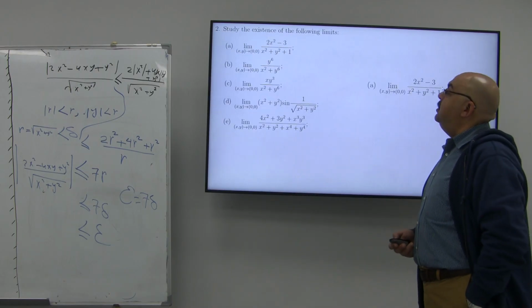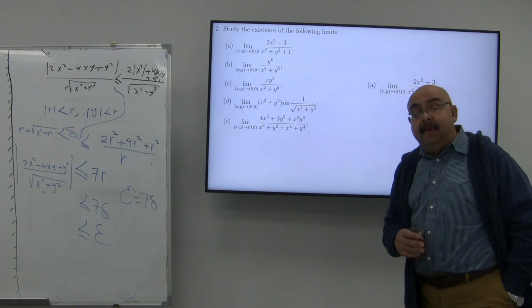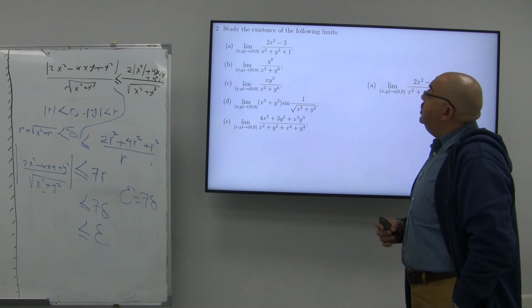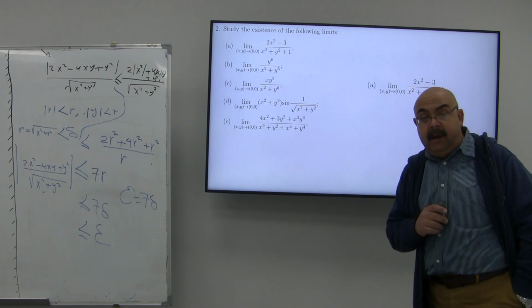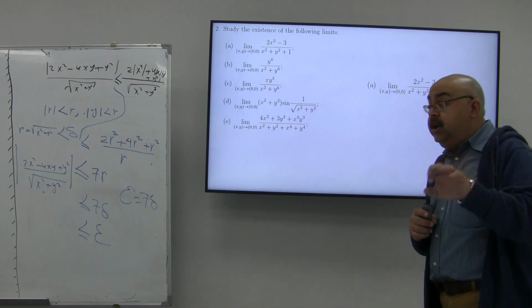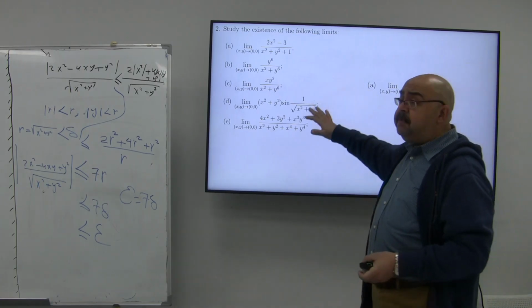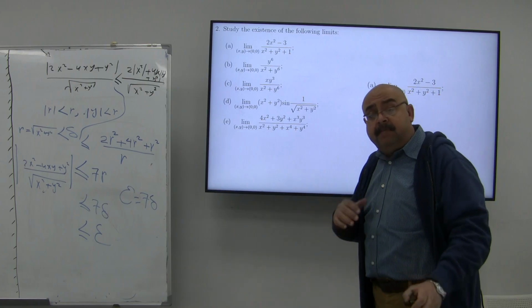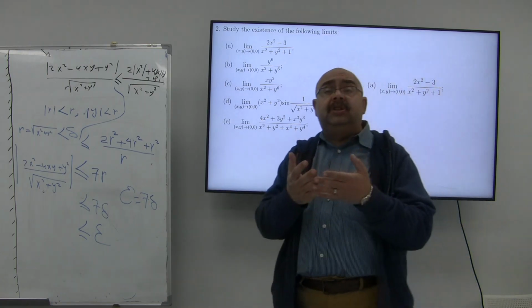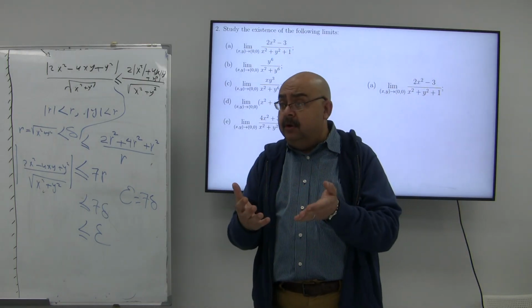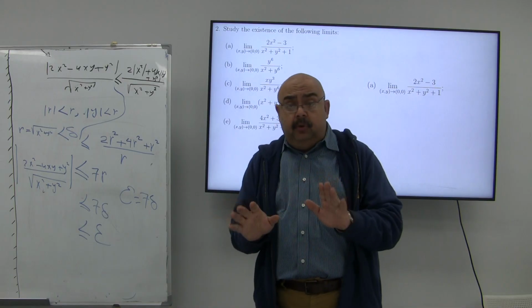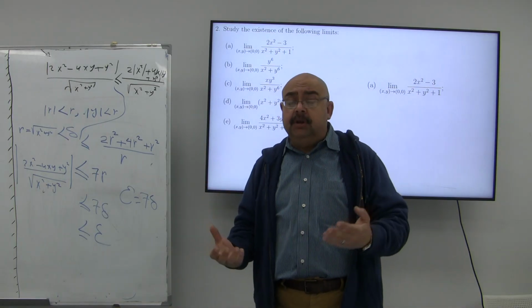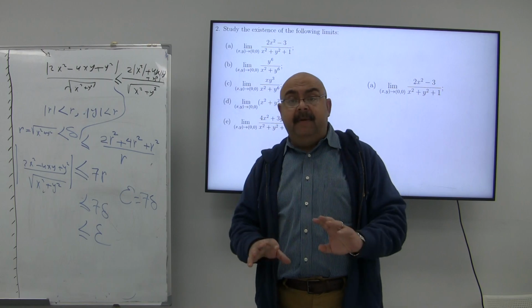In a similar manner, guys, for problem number 2, he's asking you to study the existence of the following limits. So here is the difference between this problem and problem number 1. In problem number 1, the limit was known and given to you, equal to 0, and all you have to do is just check the definition to be sure that this limit already exists.